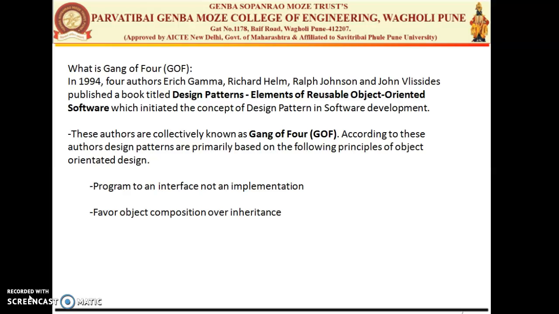So we'll start with the first half of your Unit 5, that is the Gang of Four. Why is the name Gang of Four given? Because the four authors, Erich, Richard, Ralph and John, published a book with the title Design Patterns: Elements of Reusable Object-Oriented Software, which initiated the concept of design patterns in software development.